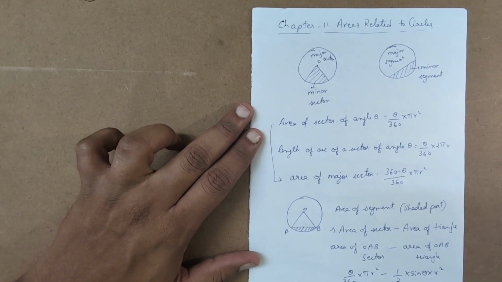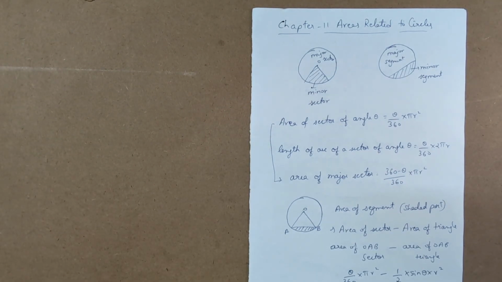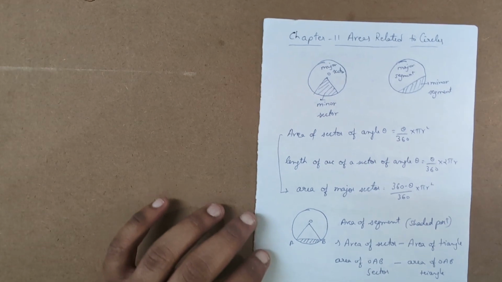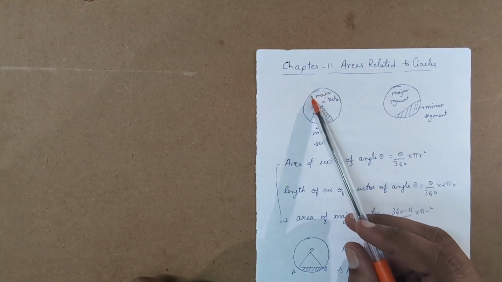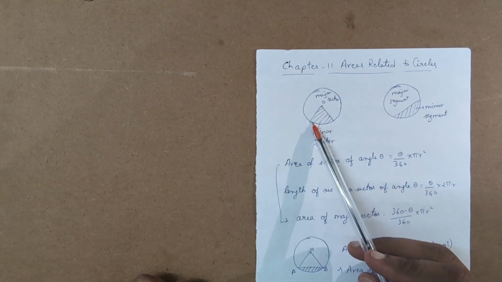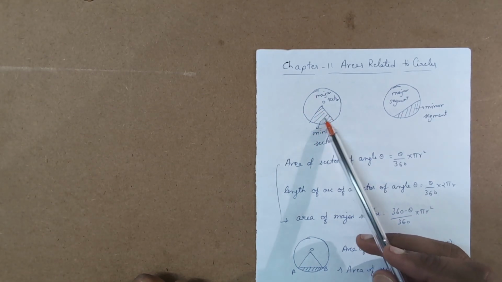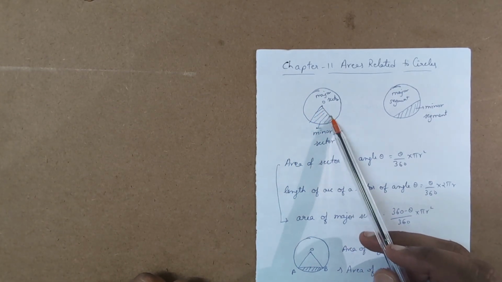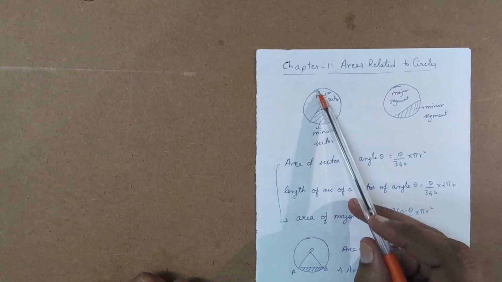So today we are going to revise chapter 11, which is areas related to circles. In this chapter we are going to find areas with respect to sector as well as areas with respect to segment. So what is a sector? Suppose this is a circle here and this is a center, and if you mark this point, so this area will become a sector. The smaller portion is the minor sector, whereas the remaining entire portion will become the major sector.